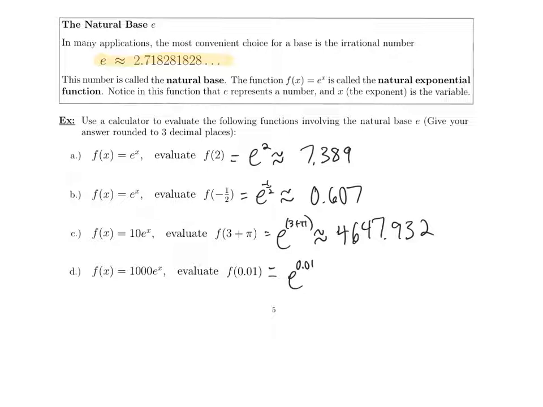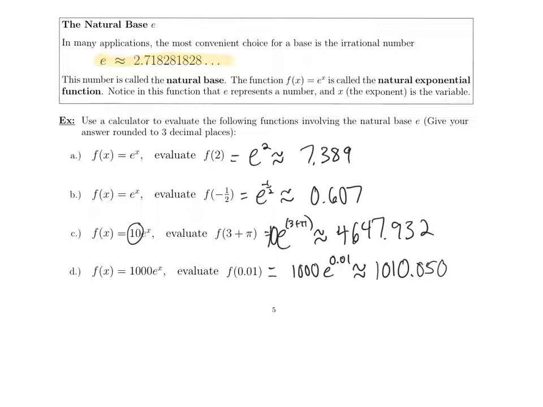And if I plug in 0.01, oh, hang on, I dropped my 10 there. This function is a little different. Notice this is a 10. So that's 10e to the 3 plus pi. And this right here is 1,000 e to the 0.01, which is approximately equal to 1010.050.